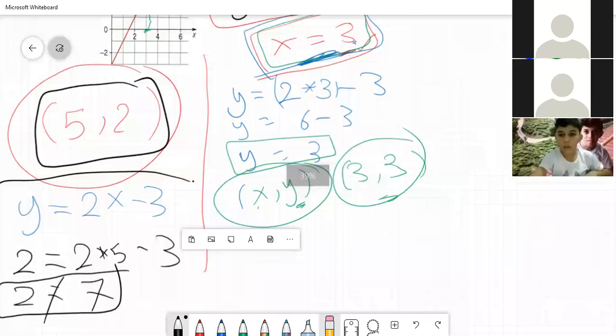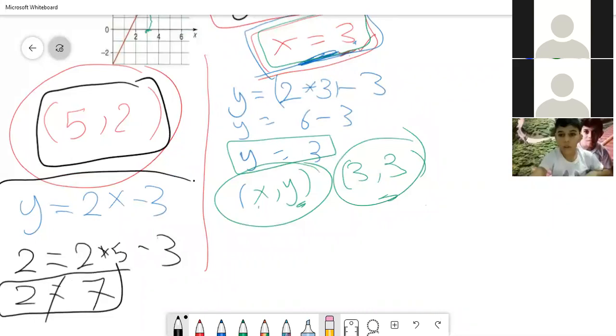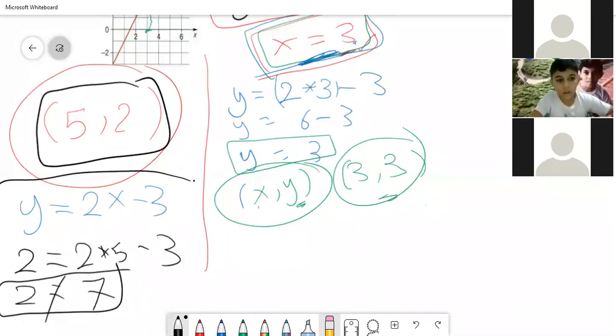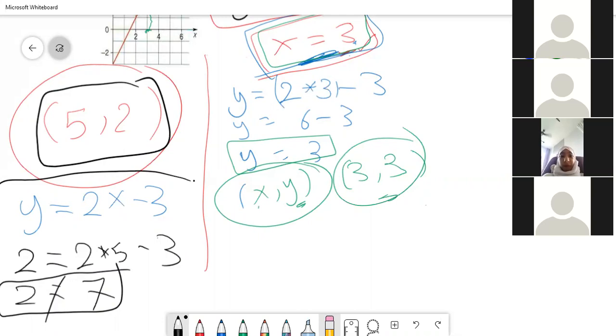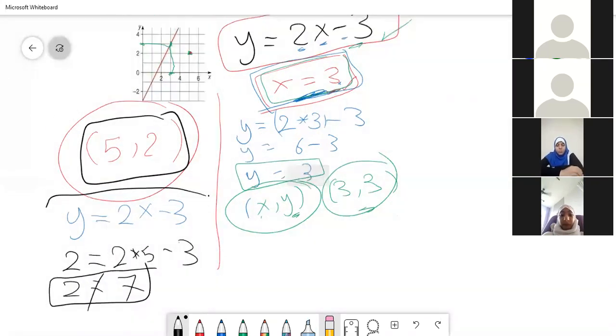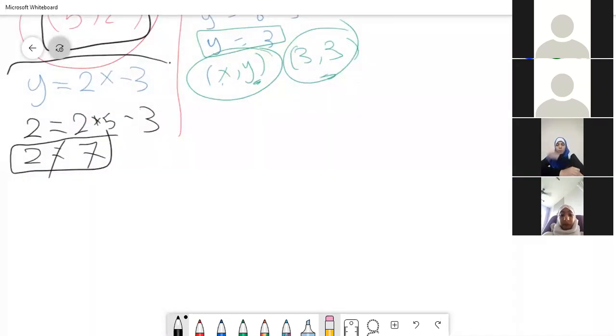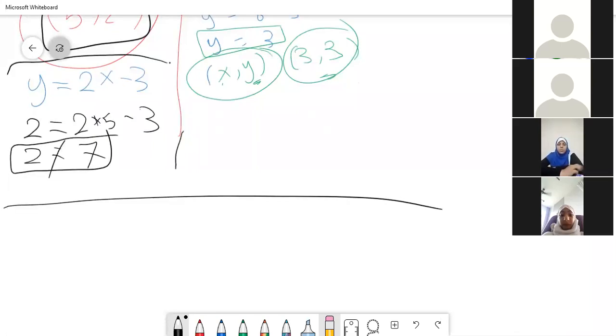Now, we have learned that any line has a function. And we have learned that in the line, we have an infinite number of points. And the points must satisfy the function of the line. At the same time, we can figure out if any point lies on the line or not by substituting the value of that point into the function. Is that clear? Any question here?